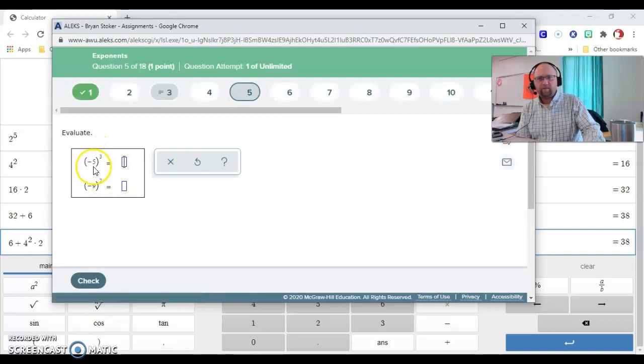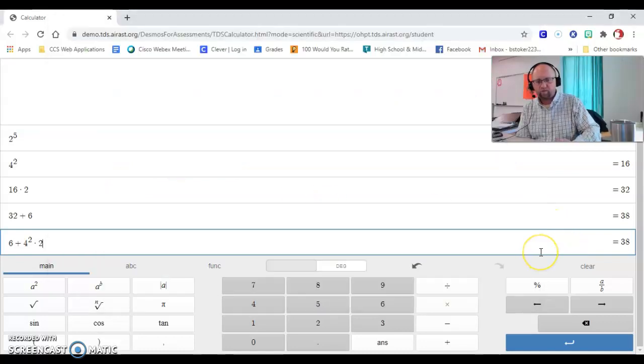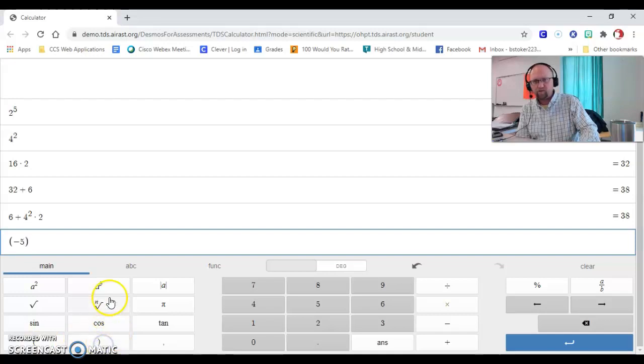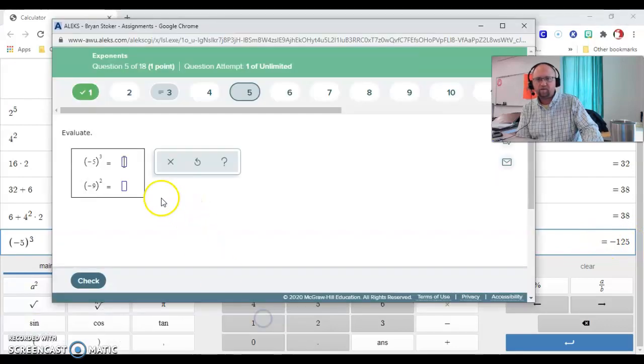Okay, number 5 deals with what happens if you're taking a negative number and using an exponent of 3 versus a negative number with an exponent of 2. So for the first one, and again, just enter it like it looks. Use the parentheses, negative 5, close those, exponent key into the third, and you get negative 125. So that would be negative 125.